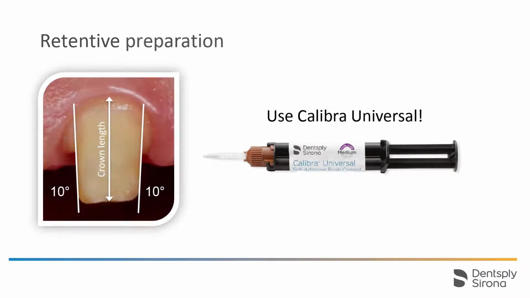Here are some examples of this. The anterior preparation shown in this picture has adequate retention. The conicity is approximately 10 degrees to the tooth axis, and the tooth crown is sufficiently long. Dentsply Sirona recommends using Calibra Universal in this situation.